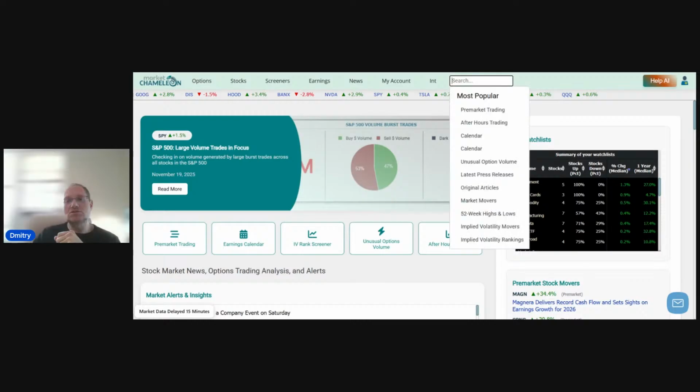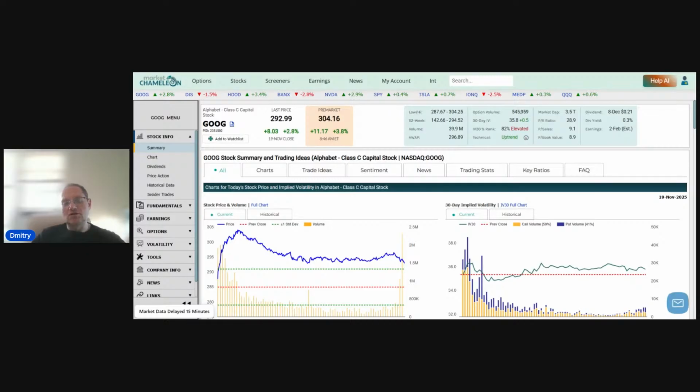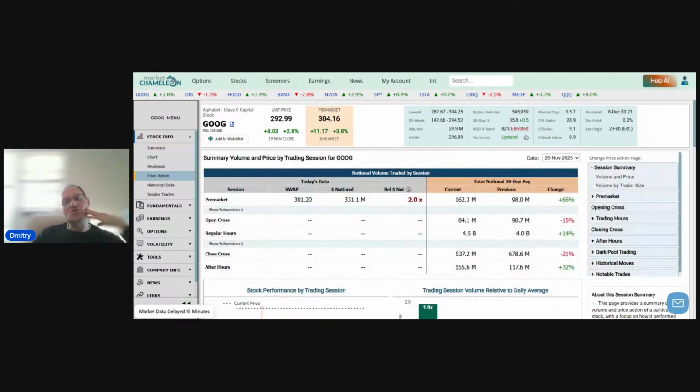So let's go to Google. I'll just go to default Google. Type in the symbol, you land on this summary page. On the left-hand side, we're going to go to price action. So under stock info, we're going to go to price action. And this will take us to a new page where we have these different ways that we could analyze volume.